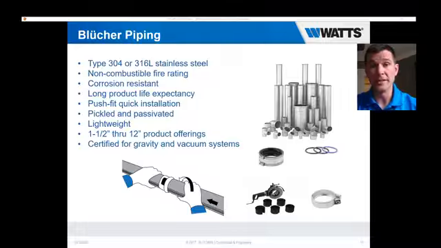It is also offered in 1.5 to 12 inch sizes. Obviously, in a siphonic system, you'll never get to the 12 inch size, but we do have all the offerings. Generally, it's 2, 3, 4, 6-inch piping that would be used.